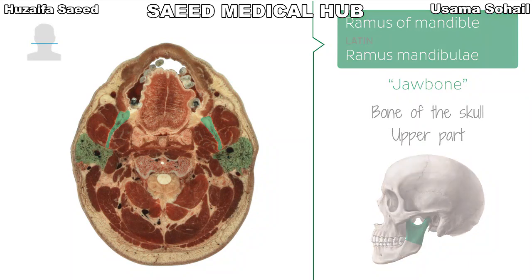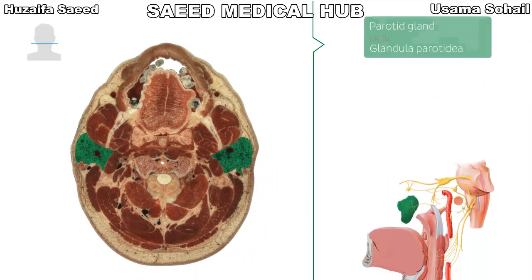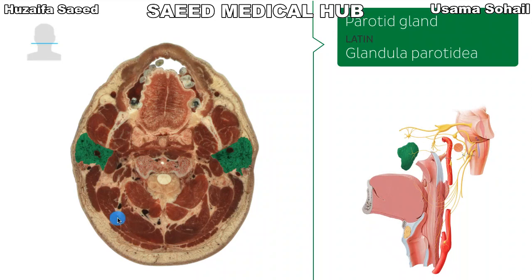Posterolateral to the rami of the mandible are the parotid glands. These irregularly shaped masses are the largest of 3 salivary glands in the head. They are usually pyramidal shaped, and they lie between the rami of the mandible and the sternocleidomastoid muscles.